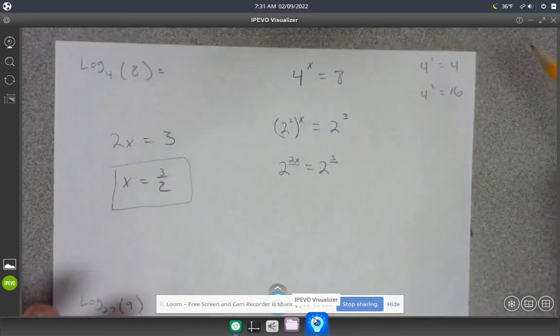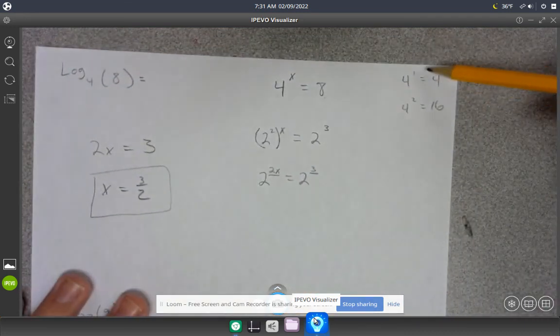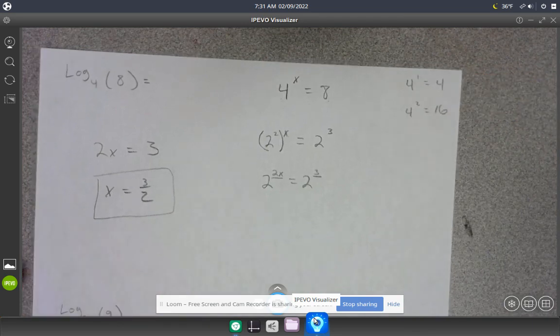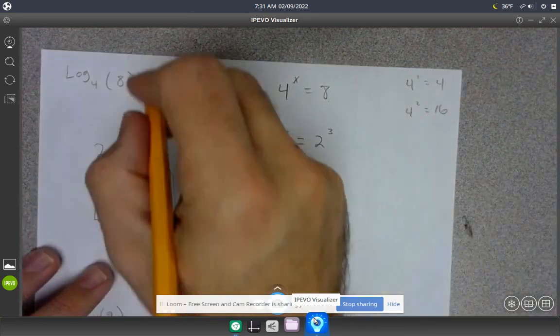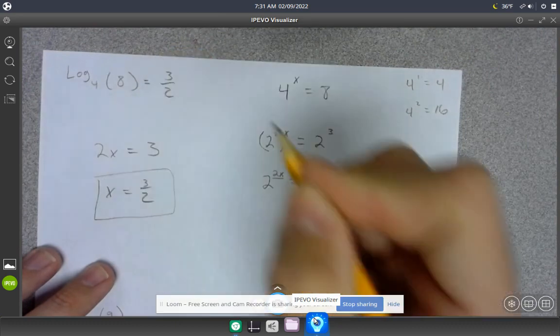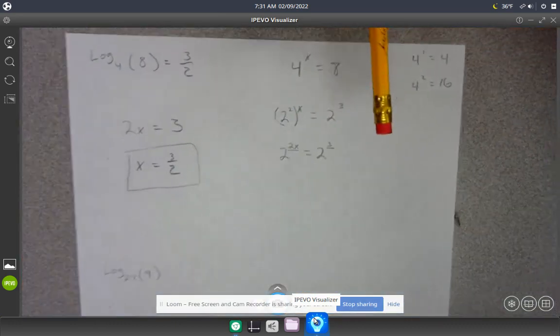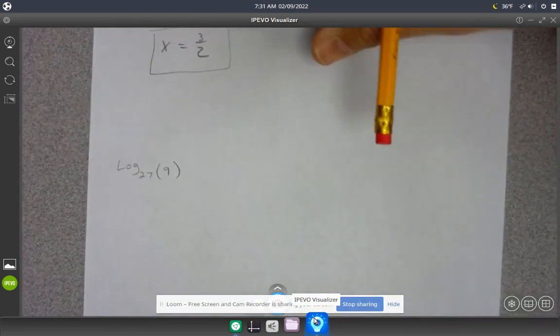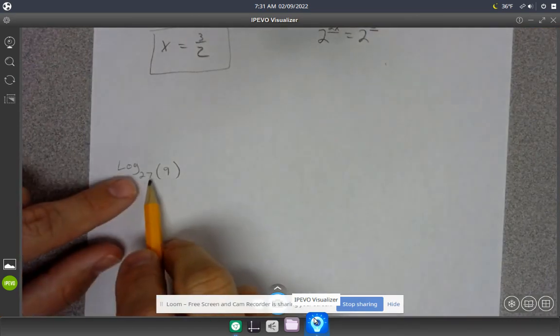And you probably guessed that from the very beginning. I told you, the answer has to be between 1 and 2. So you probably naturally guessed 1.5. Okay. Sometimes you can't just guess, though. All right, let's look at another one here.